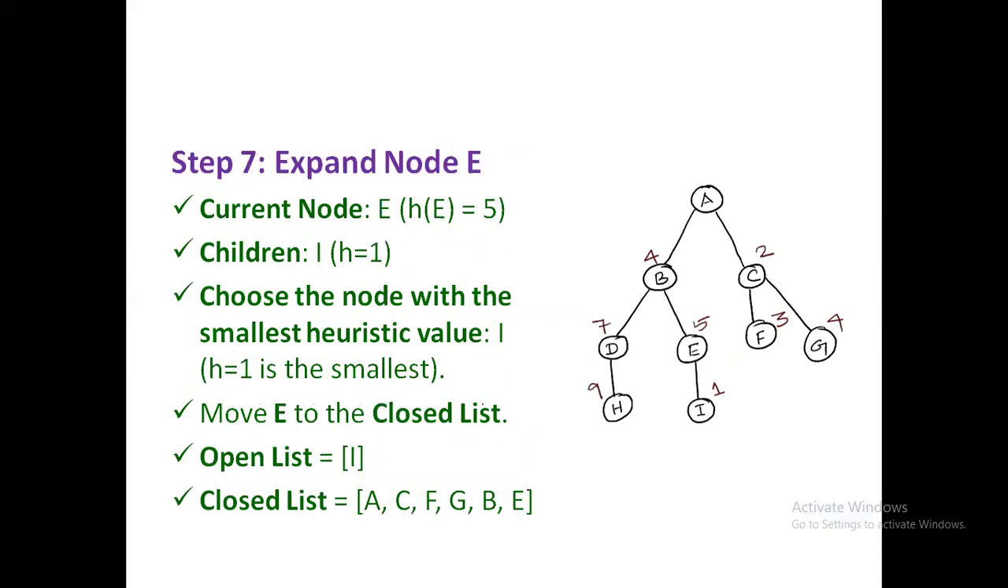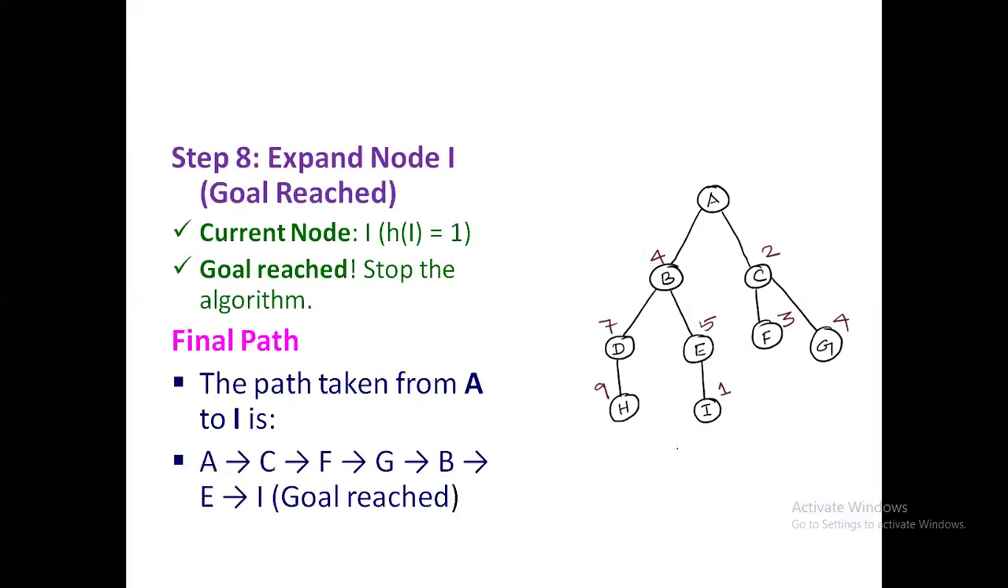And the seventh step is we have to expand node E. Node E is expanded, and its child is I, only one value. The heuristic value for I is 1. Since I has the smallest heuristic value, it is selected for expansion. Node E is moved into the closed list, and the open list now contains just node I alone. What is the next step? Final step, step 8, expand I.